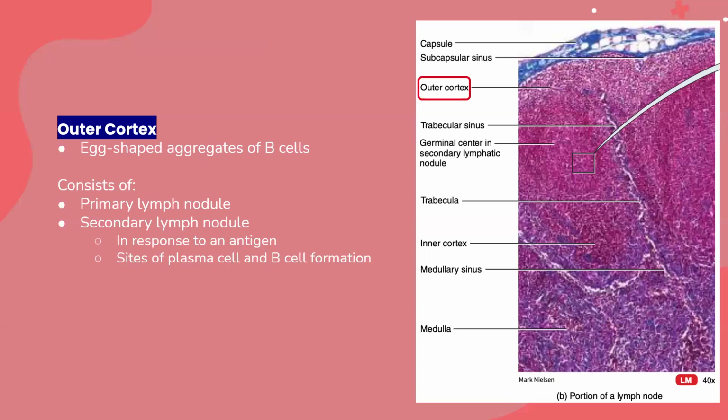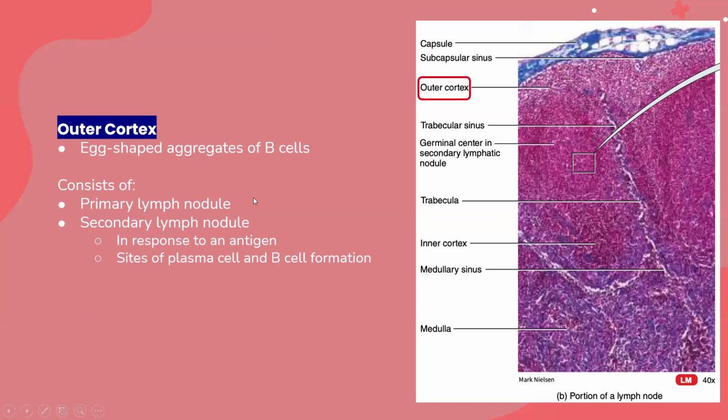The primary lymph nodules are the ones that look like just aggregates na darker. But this one here, if you see it, may dark na ring, and there's a lighter area in the middle, this is now a secondary lymph nodule. And this only happens, okay, so from a primary, it will become secondary in response to antigen stimulation. So if there is some evidence that there's a criminal on the loose, that's the evidence. Antigen is like the evidence.